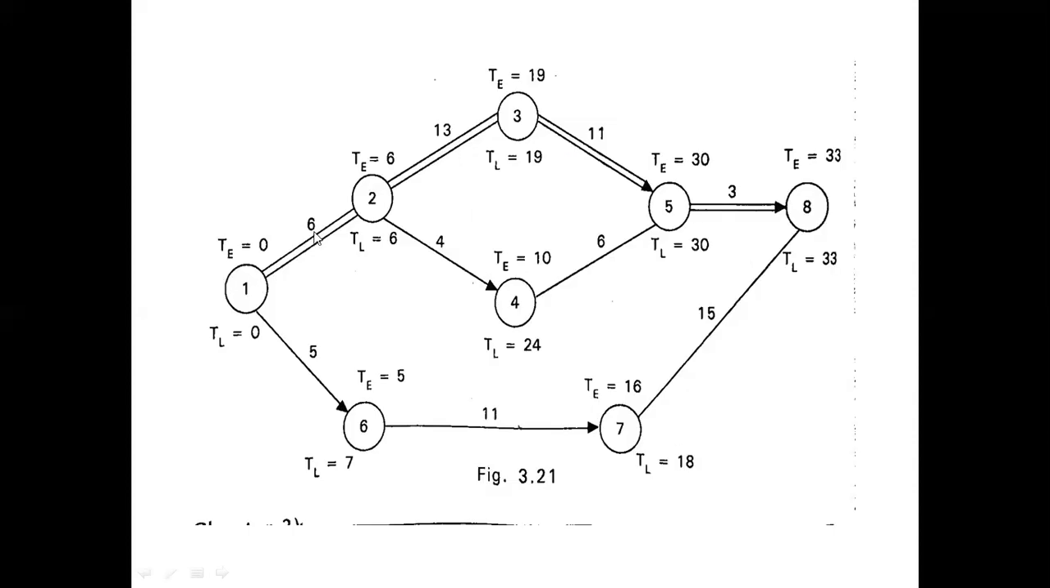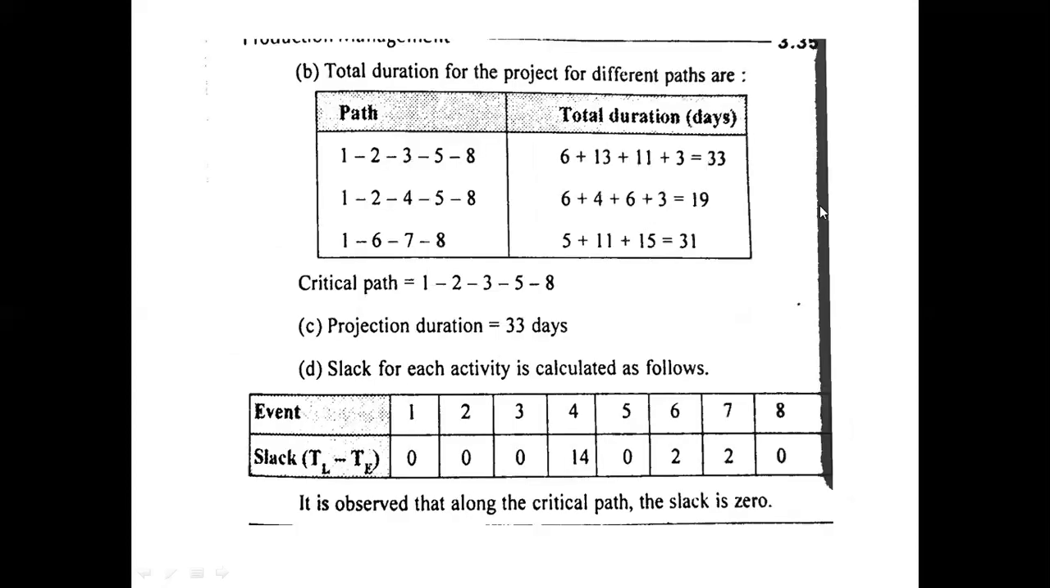You observe here 1, 2, 3, 5, 7. Why? This is considered the critical path because for all these events the slack is 0. Here it is 0, here it is 0, and here it is 0. So this is considered the critical path, which is going to take the maximum duration, that is 33 days. Similarly, another path is also there.